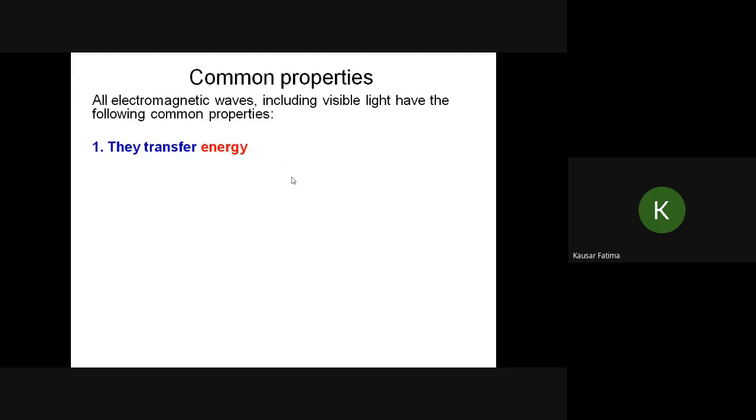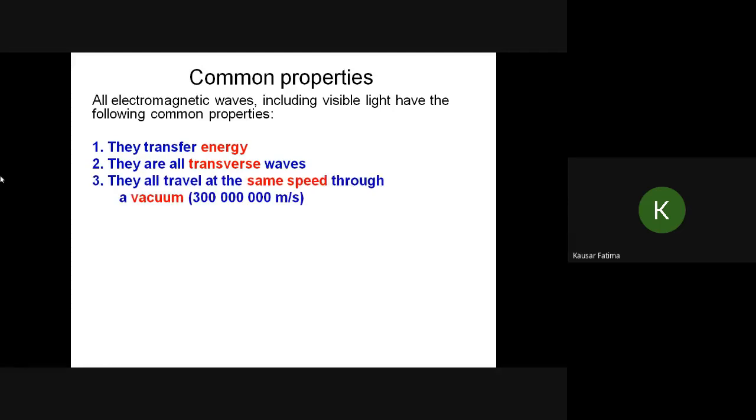They all transfer energy. They all are transfers in nature. But here, the particle of medium does not vibrate. It is the electric and magnetic field which vibrates, and they all travel at the same speed through a vacuum, that is 3 × 10^8 meters per second. This is the speed of all the electromagnetic radiations, from radio waves to gamma rays.